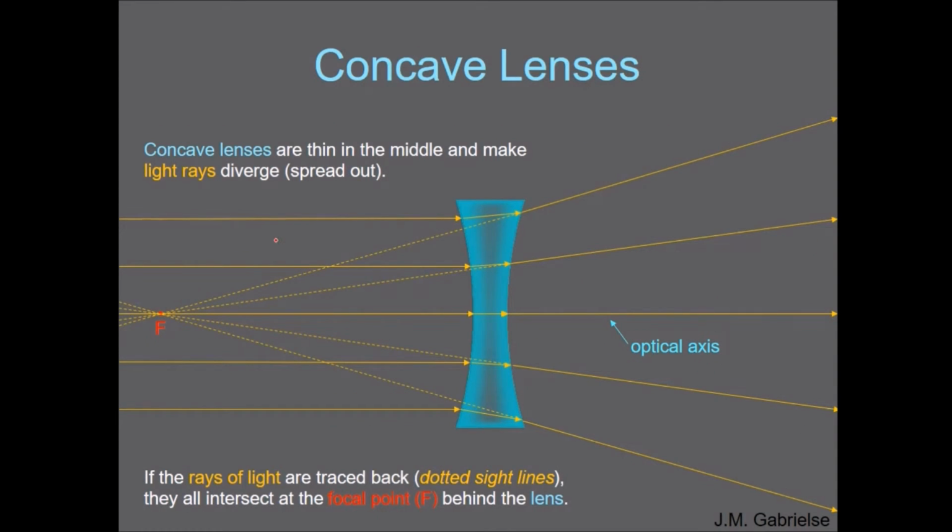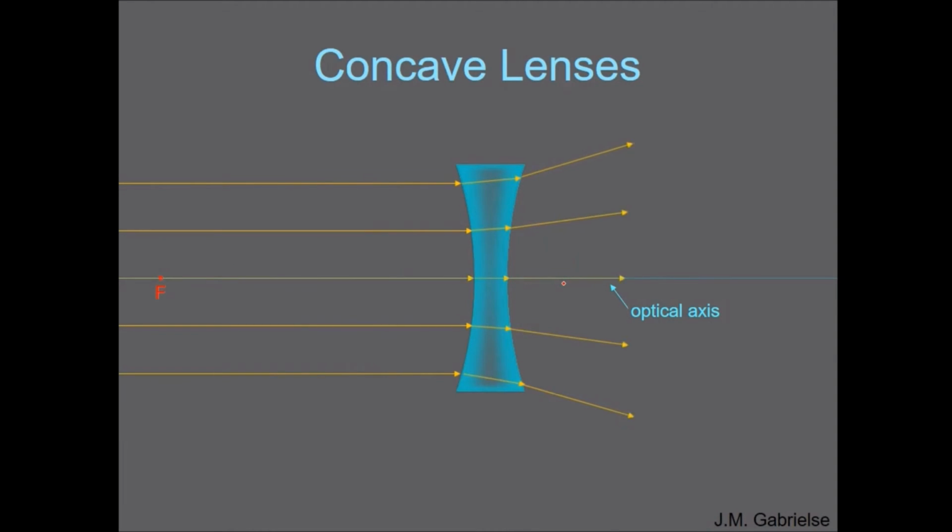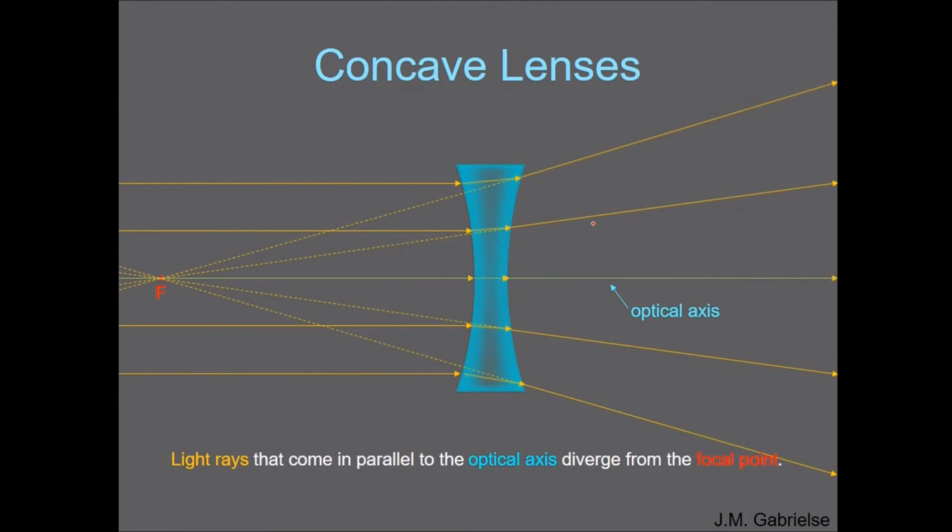So concave lenses are thin in the middle like this and make light rays diverge, that is spread out. If the rays of light are traced back, these dotted sight lines, they all intersect at the focal point, right behind the lens. So this is the concave lens. This is how light comes, and this is how it goes. The light rays that come in parallel to the optical axis diverge from the focal point.